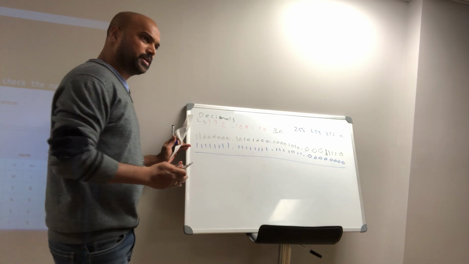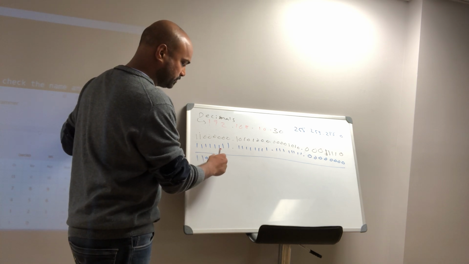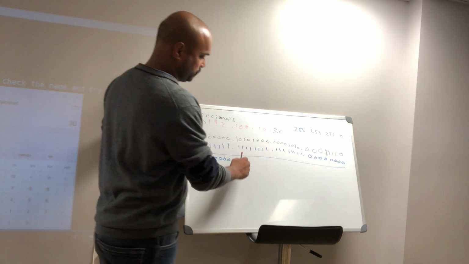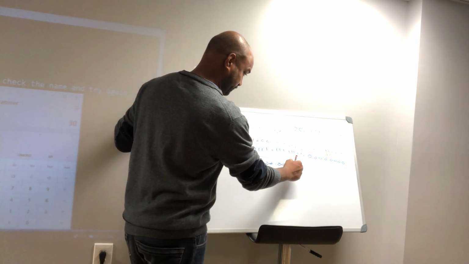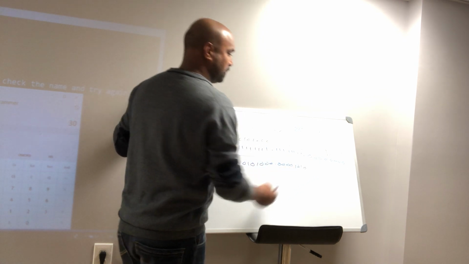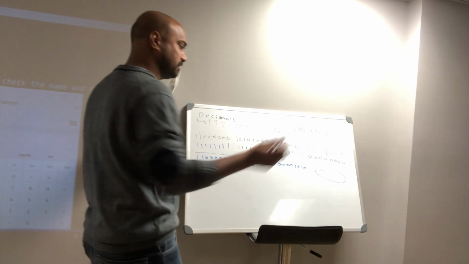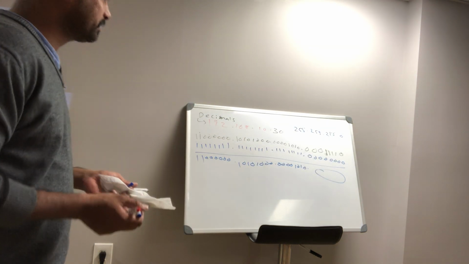1 and 1, multiplication, 1. 1, 1, 0, 0, 0, 0, 0, 0. Correct? This is 1, 0, 1, 0, 1, 0, 0, 0, 0, 0, 0, 1, 0, 1, 0. And zeros multiplied by anything is a big 0, so I'll be lazy and will not write it 8 times, instead write once. Got it? Done?